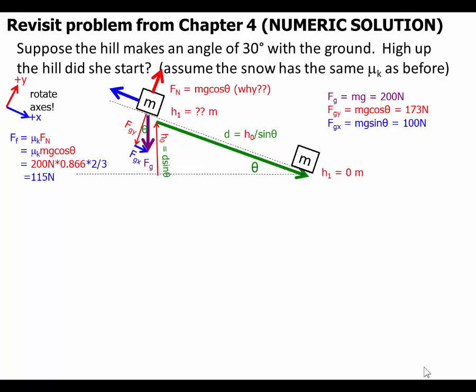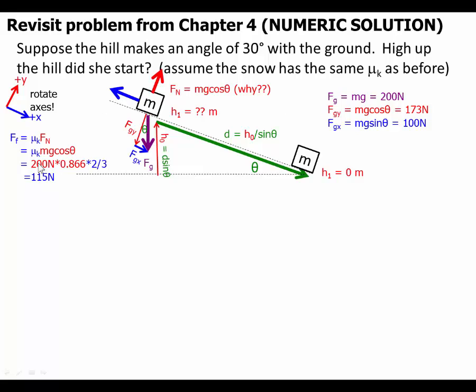Now, let's turn the problem around a little bit. Suppose the hill that Sophia was on makes an angle of 30 degrees with the ground. How high up on the hill did she start when she started the sledding to get to 10 meters per second down at the bottom?